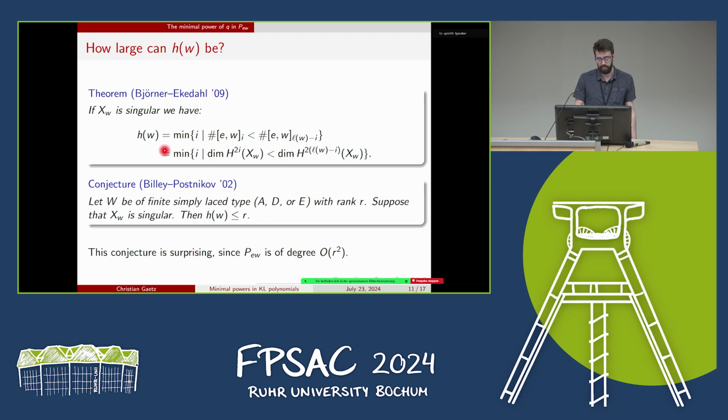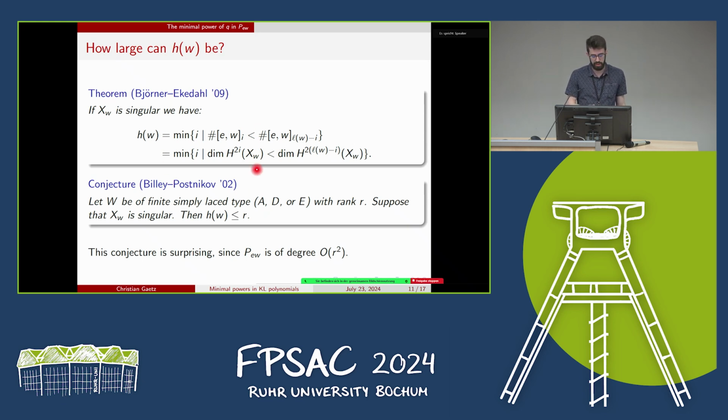This then is the first cohomological degree in which this cohomology group is smaller than the cohomology group coming from the top. So this is sort of the first homological degree in which Poincaré duality fails, in some sense, for the Schubert variety, which, because it's singular, this Poincaré duality can fail.